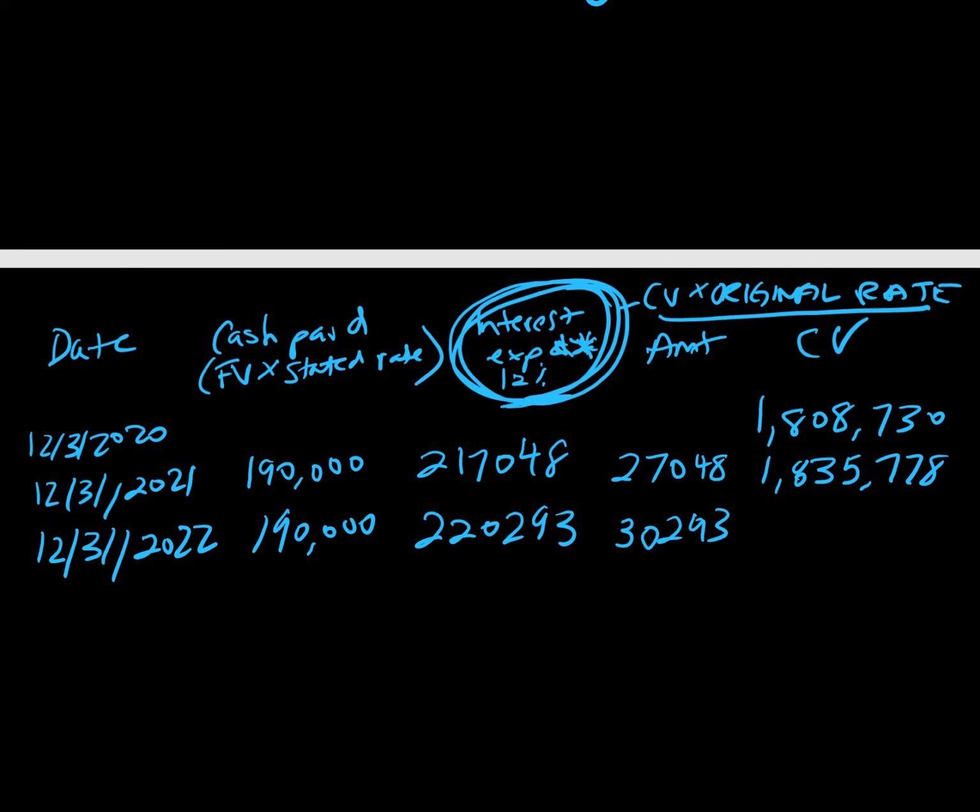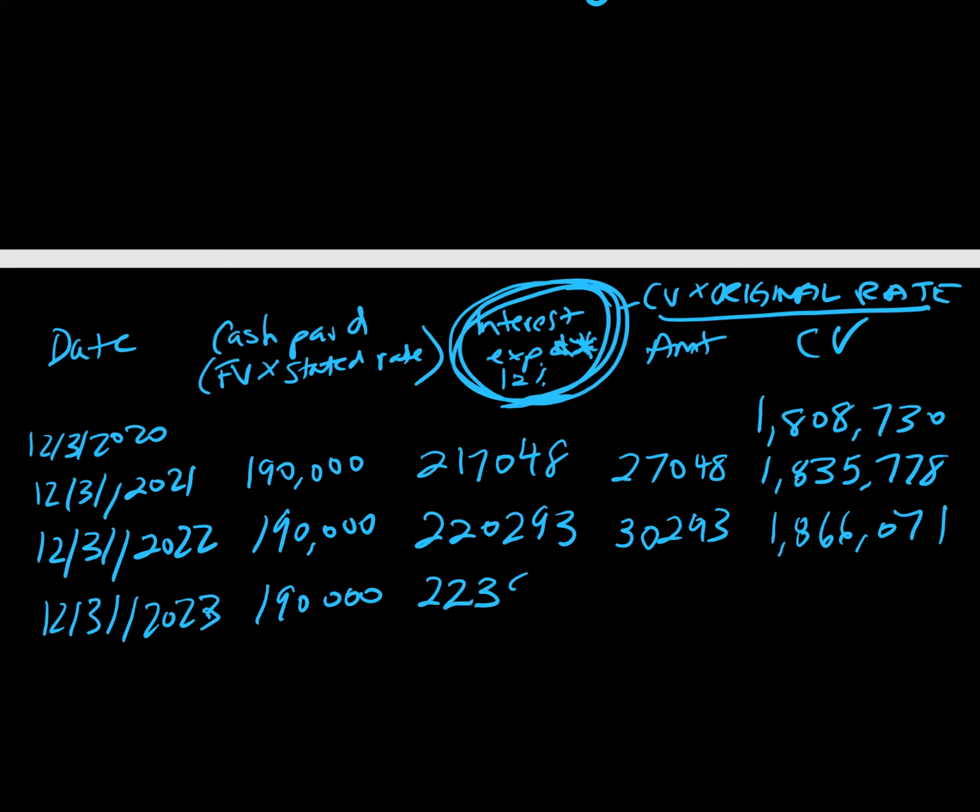And 1,835 plus 3,293 is going to give me a new carrying value of 1,866,071. And our last year end, thankfully there's not too many years here, is same payment, interest expense 1,866,071 times 12%, 223,930. The difference between the cash paid and the interest expense is 33,930. So our new carrying value then, 1,866,071 plus 33,930, is going to be 1.9 million.